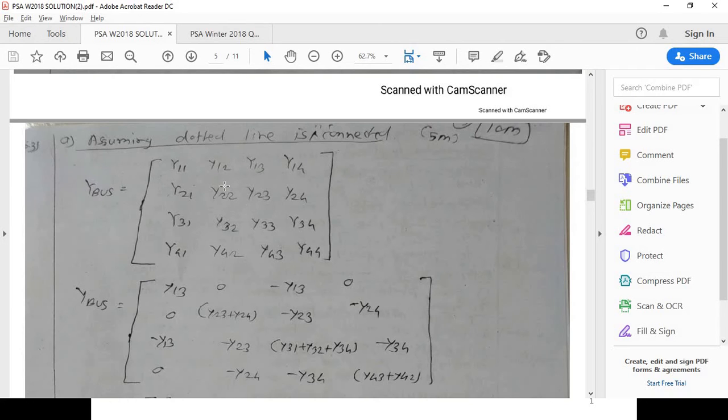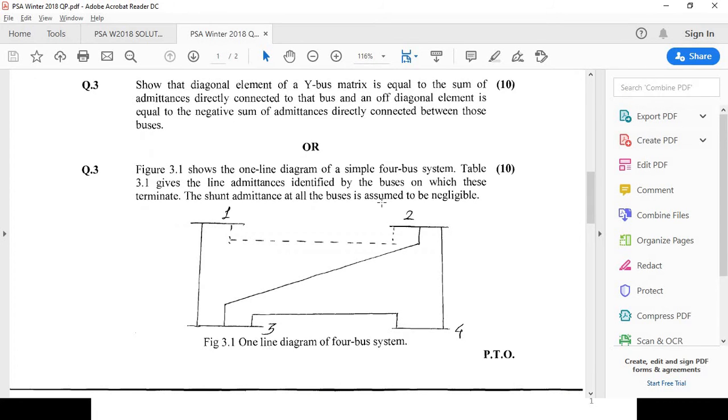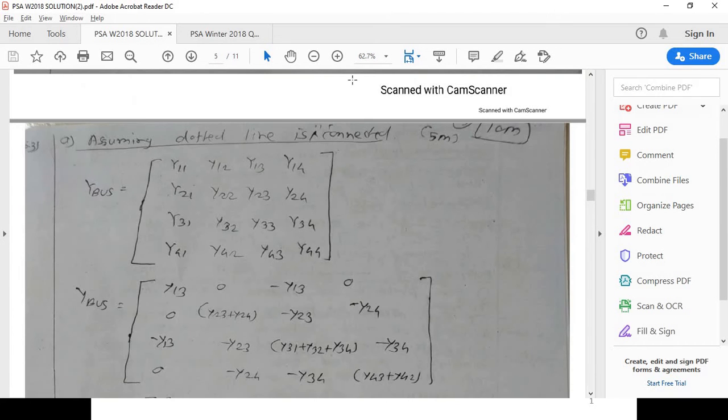Now we have to calculate the next parameter, y22. Is y22 a diagonal element or an off diagonal element? It is a diagonal element. We have the rule that a diagonal element is the positive sum of all the admittances connected to bus number 2. To bus number 2 there are two buses connected, bus number 3 and bus number 4. So it is the positive sum of y23 and y24. So it will be y23 plus y24.